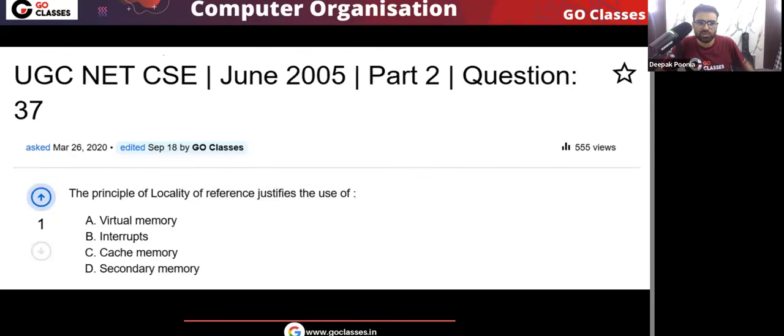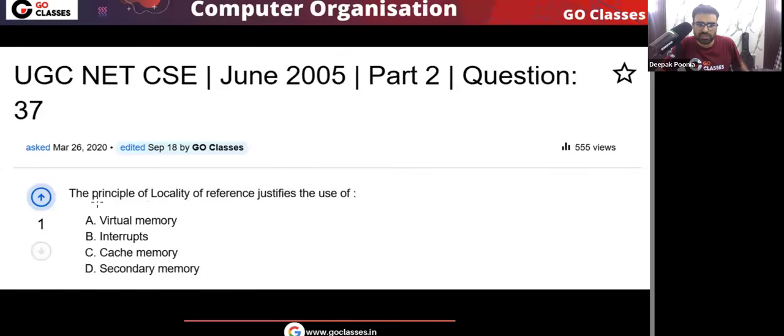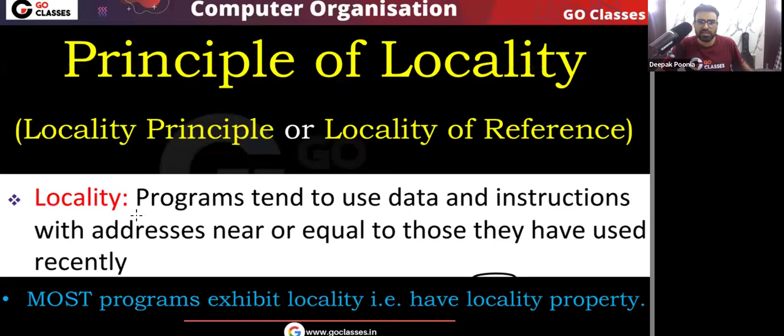Okay. Let's solve UGC NET June 2005 question. The principle of locality of reference justifies the use of virtual memory, interrupts, cache memory, or secondary memory. The answer is cache memory. Let's understand why. First, what is this principle of locality of reference? All these concepts we have seen in our cache memory lectures, but let's do the revision. What is the principle of locality, or locality of reference? It is very simple. Most of the programs have the locality property.